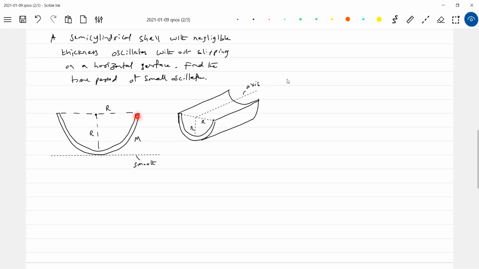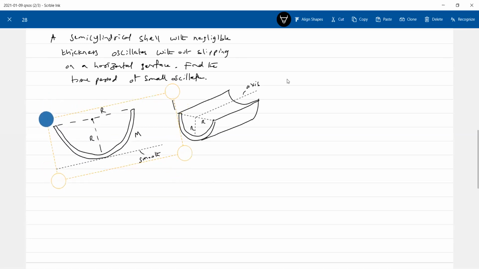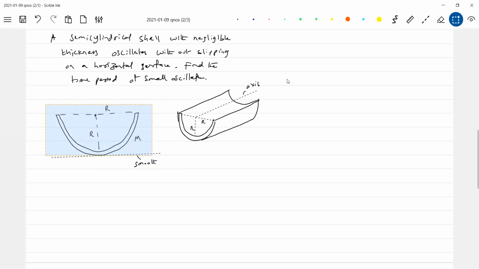So now what is it? Slightly tilt it and release, so it's going to execute SHM. So how does it execute SHM? It executes SHM like this. Okay, getting it? Then that dotted line should not move. Only I'll move this.